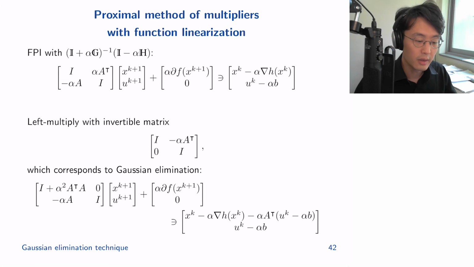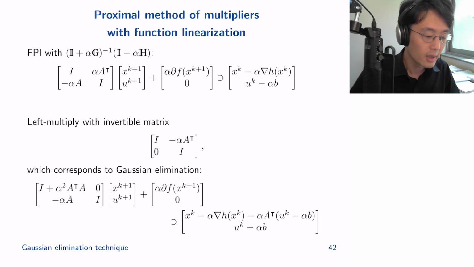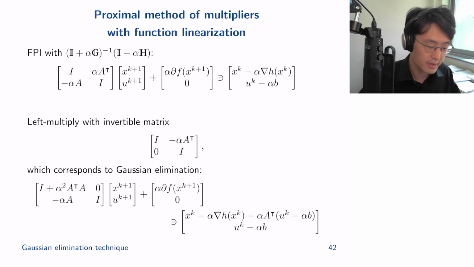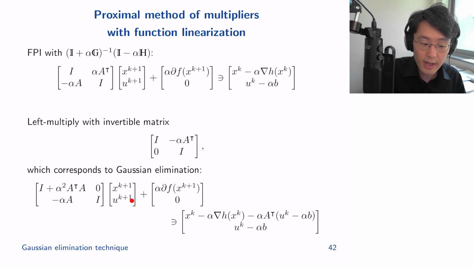The inspiration for constructing this matrix, so that we can eliminate this upper top right component to achieve a lower triangular structure, is something commonly utilized in linear algebra in Gaussian elimination, and hence this technique is referred to as the Gaussian elimination technique. Now our system of inclusions has this lower triangular structure, and due to this structure, we can first solve for xk plus 1 and then solve for uk plus 1 as we did before.